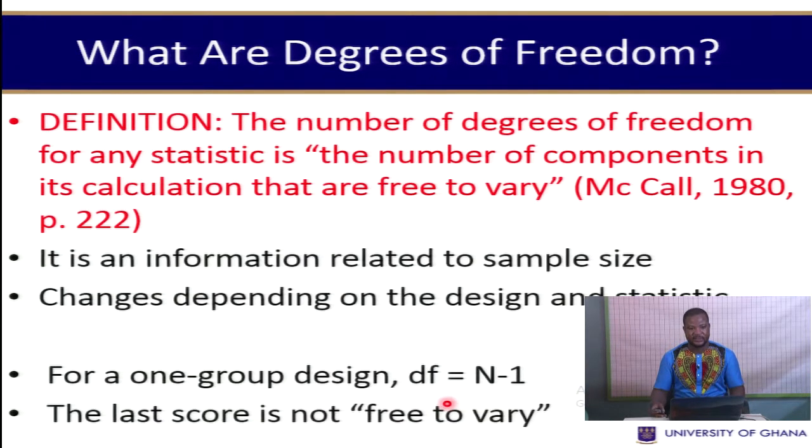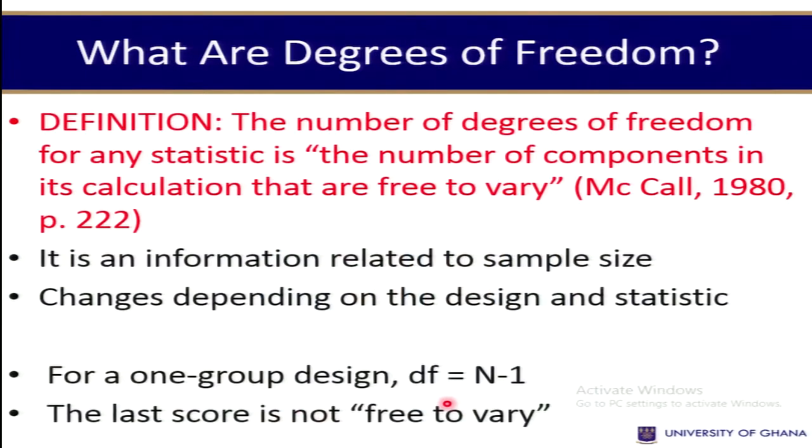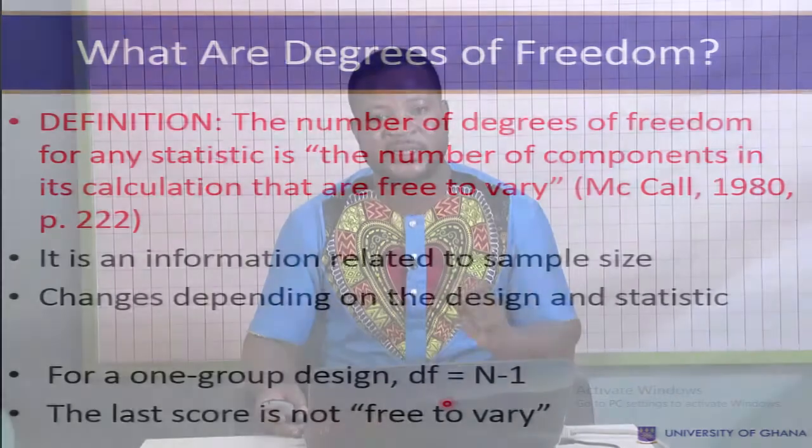What do we mean by degrees of freedom? Degrees of freedom simply refers to the number of components in any given computation that are free to vary. For example, if we randomly pick 10 numbers and those 10 numbers add up to 40, and we want to change those numbers, it means that we can change the value of the first one, we can change the value of the second, we can change all of them. But when you get to the last one, for it to add up to 40, the last one becomes fixed, which means that the rest are free to vary, but the last one is fixed.